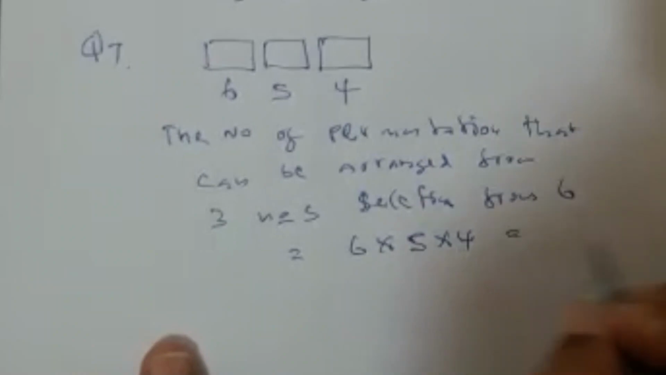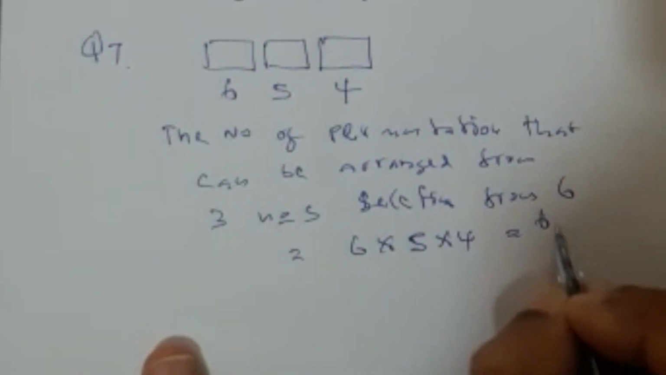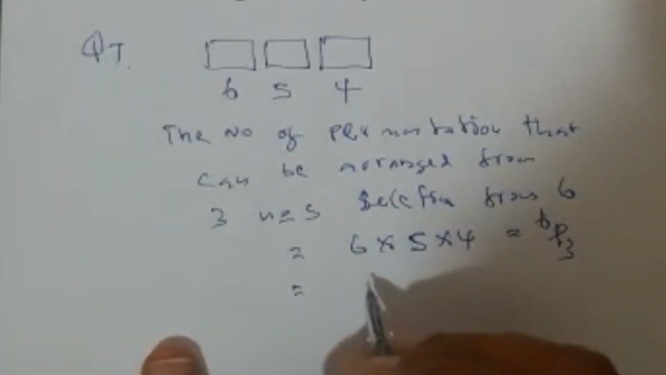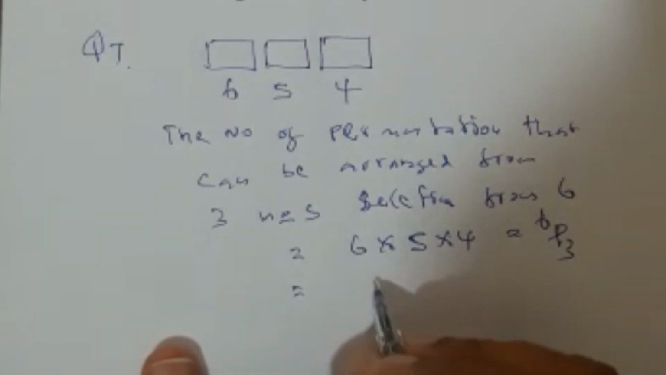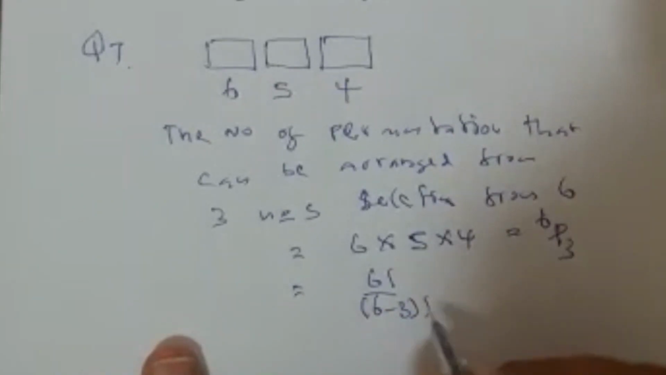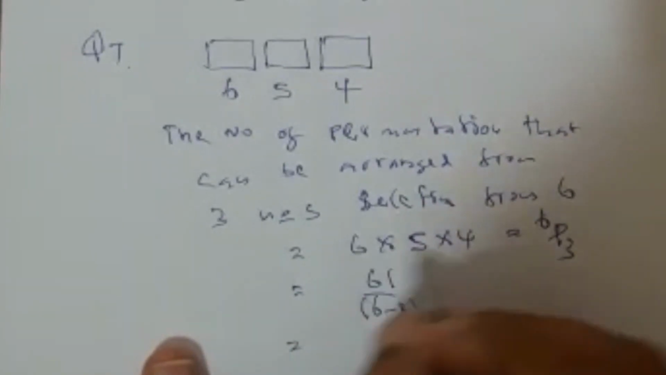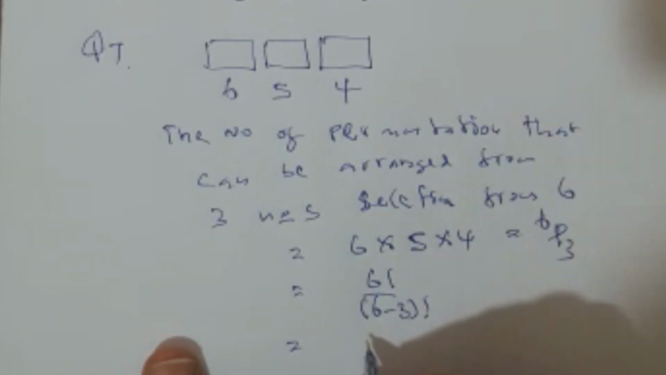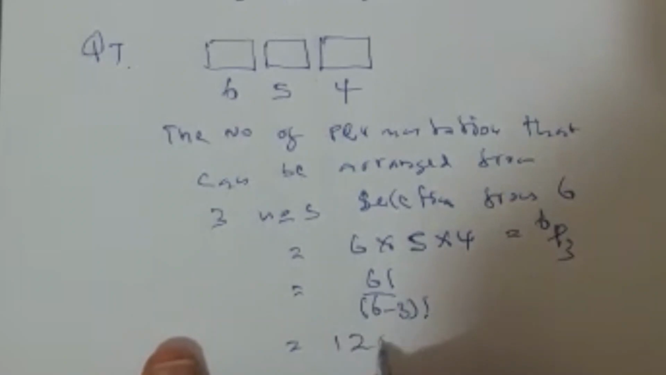Usually we write this as 6P3, which is equal to 6 factorial over (6 minus 3) factorial. If you simplify, you get 6 into 5 into 4. This value is actually 120. So that's all, 120 numbers there.